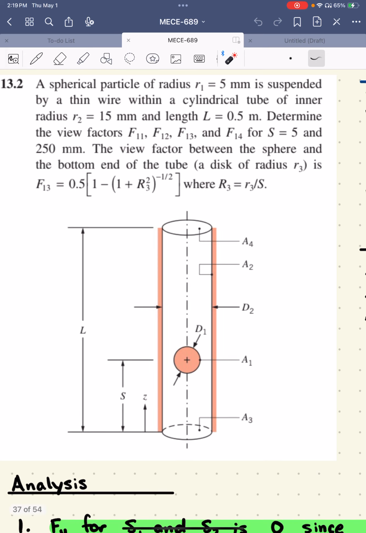Now, it's asking us to find the view factor from the sphere itself to the side walls of the cylinder, and each end cap for different distances within the tube. So one is halfway between the two end caps, and one is very close to A3.